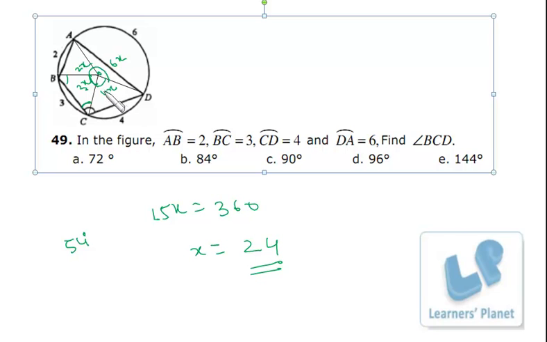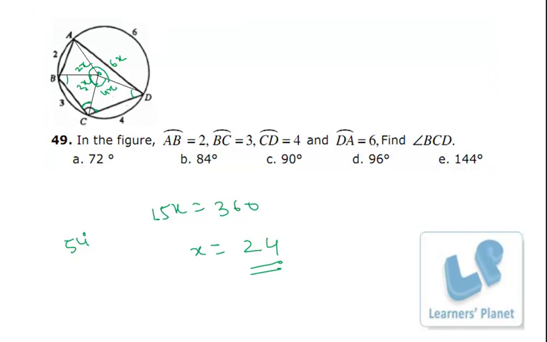Similarly, this angle is 4x, so the total will be 96. So this plus this must be 84. So this plus this is 84, so this will be half of 84 because OC is equal to OD. So half of 84 is 42. So this portion is 54, this portion is 42. So this complete angle is 54 plus 42, that is 96 degree, right?